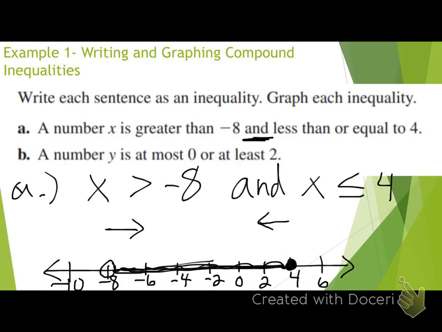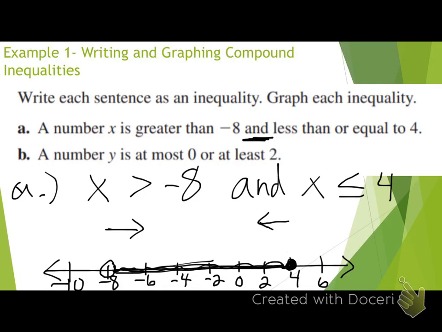Would negative 8 be a solution here? No. Why not? Well, hold on. Why would negative 8 not be a solution? Yeah, it's not or equal to. It's got the open circle on it. So negative 8 is less than or equal to 4, but negative 8 is not greater than negative 8, is it? So it does not meet both conditions. It's also got the open circle on my graph.